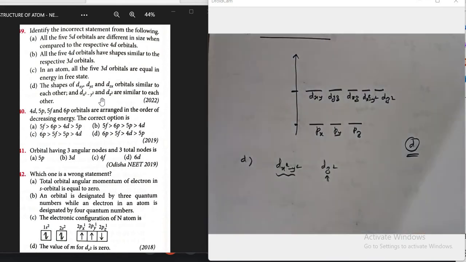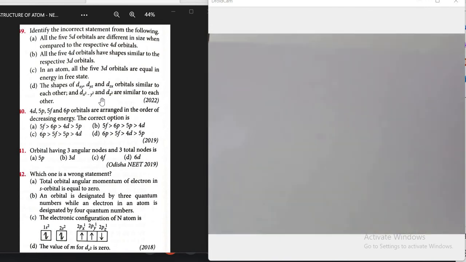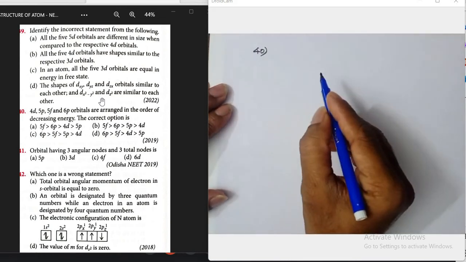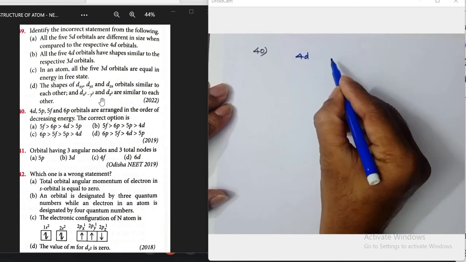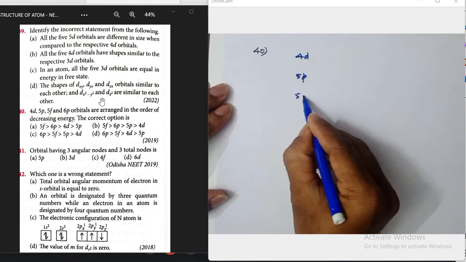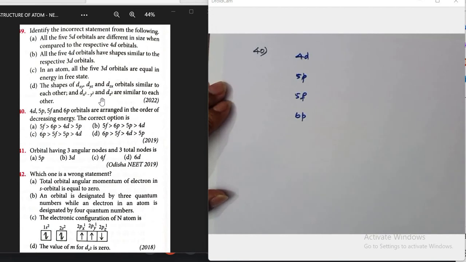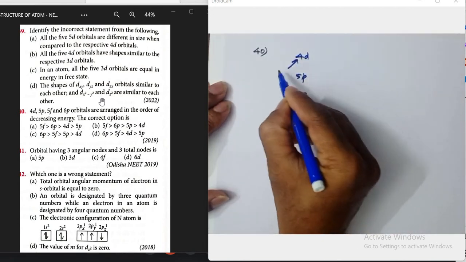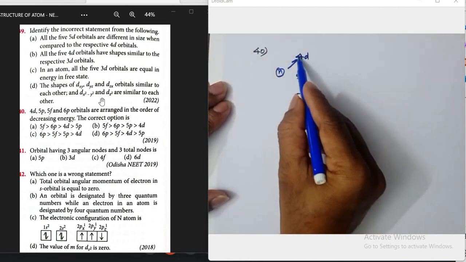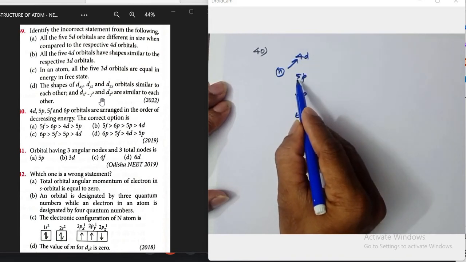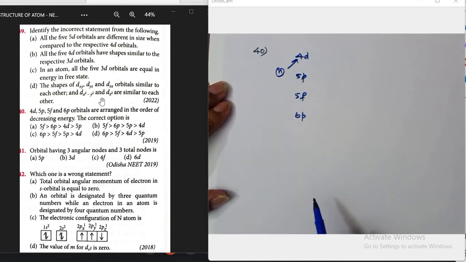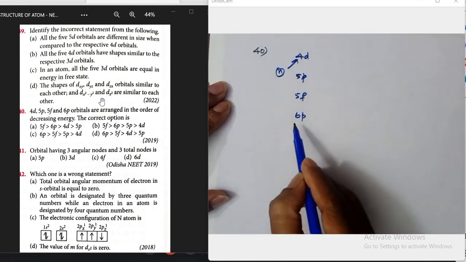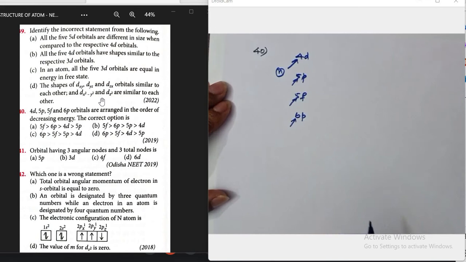Question number 40. 4d, 5p, 5f and 6p orbitals are arranged in the order of decreasing energy. The correct option is, okay, this is a very important question, often expected in the examination. 4 orbitals are given: 4d, then 5p, then 5f, then 6p. Observe this carefully. This number is nothing but the principal quantum number. For 4d, principal quantum number is 4. For 5p, it is 5. For 5f, it is 5. Similarly, for 6p, it is 6. So this front number indicates the principal quantum number.